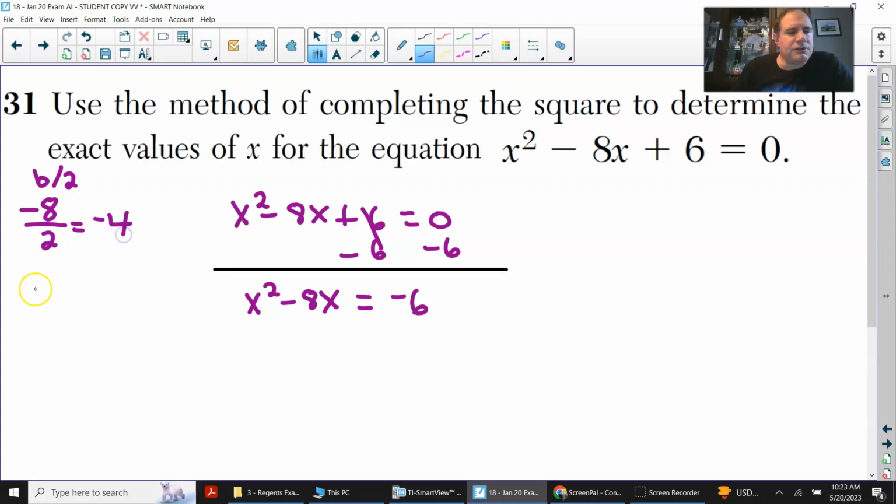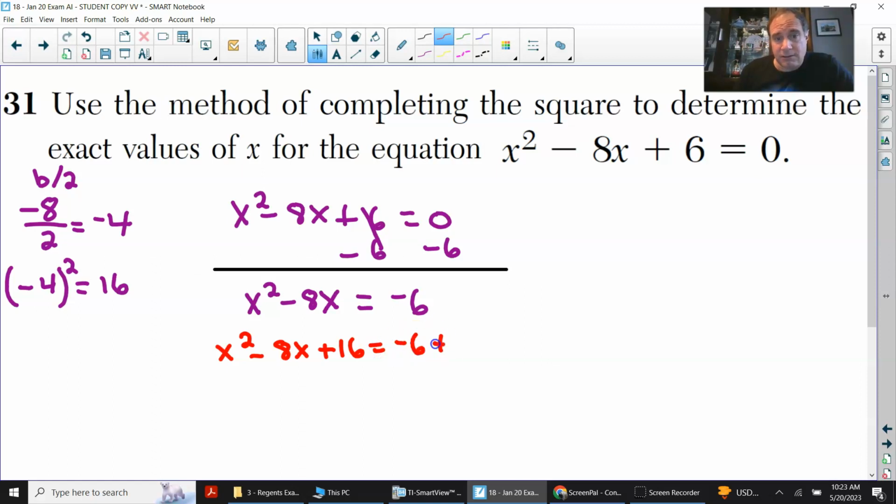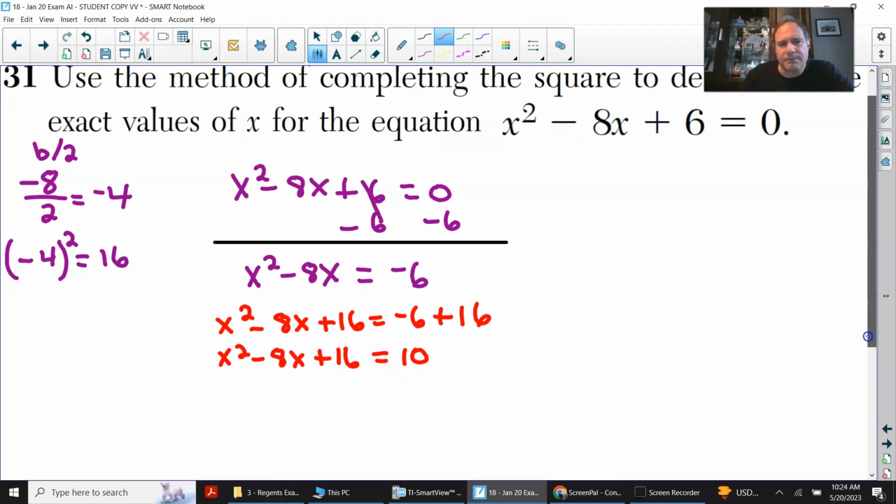All right? So then you take that answer and square it. You're completing the square. So this becomes 16. And what you do for completing the square is that you put x squared minus 8x plus 16. You can't just add 16 to one side and not add it to the other. All right, you're completing the square. So then I'm just going to rewrite this, x squared minus 8x plus 16 equals 10.